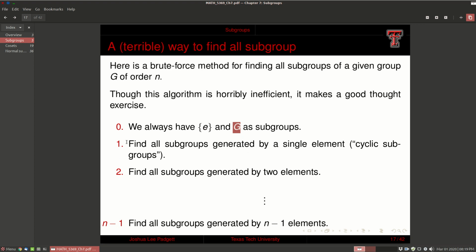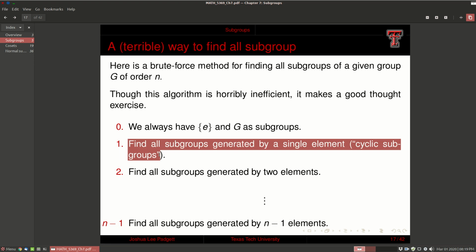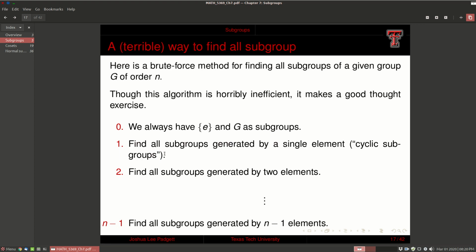So now item 1 is find all the subgroups generated by a single element. So what do I mean? If G has 4 elements, E, and then A, B, and C. Well, I already have the orbit of E, so then what do I do? I do A squared, A cubed, A to the 4th, so on until I have that orbit. Then I do B squared, B cubed, B to the 4th until I have that orbit. And similarly for C. So basically you can take each individual element and then find all of the cyclic subgroups.